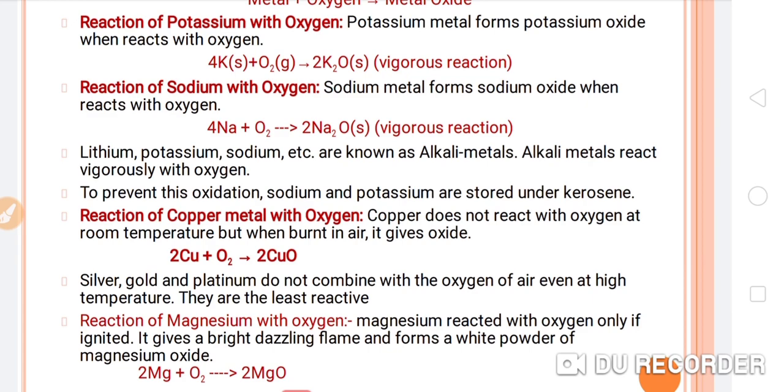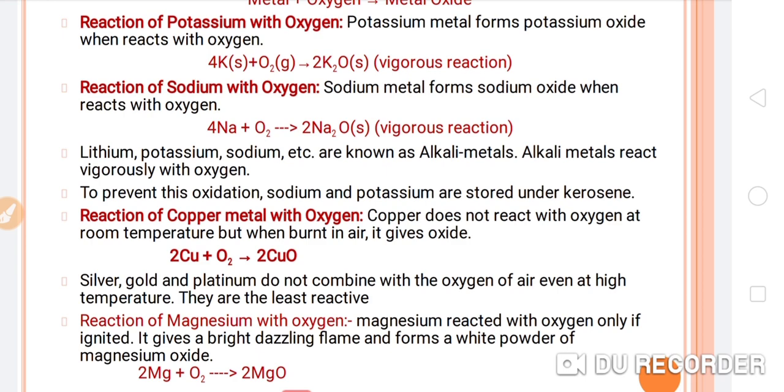Now next, the reaction of copper metal with oxygen. Copper does not react with oxygen at room temperature, but when burnt in air, it gives an oxide, and the oxide is cupric oxide.